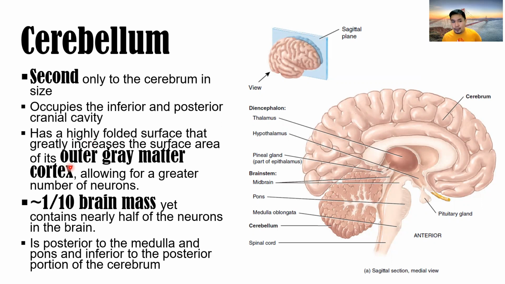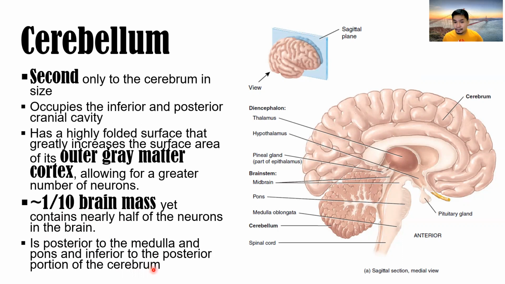So remember, the outer cortex is made up of gray matter. So it allows for a greater number of neurons to be present in these folding surfaces. So the cerebellum is just about 1/10 of the brain mass, and yet it contains nearly half of the neurons in the brain. So it is posterior to the medulla and the pons, and inferior to the posterior portion of the cerebrum.